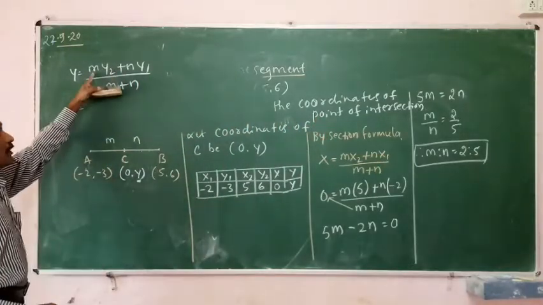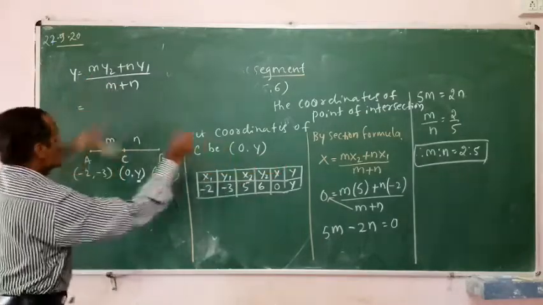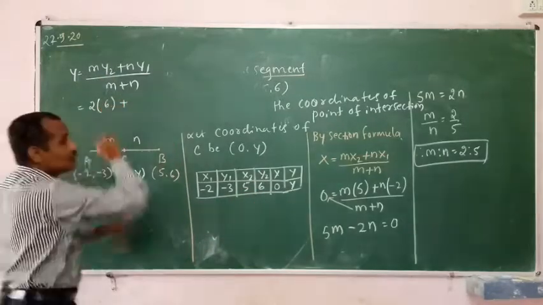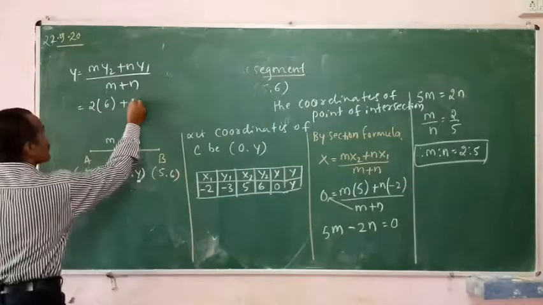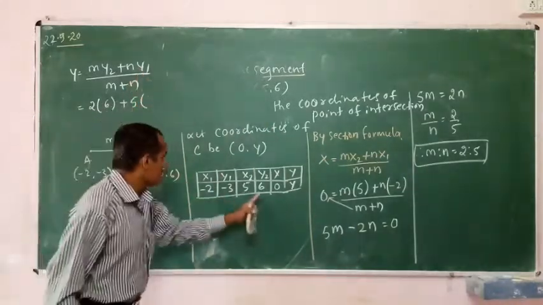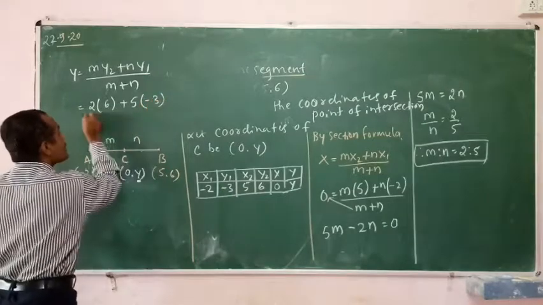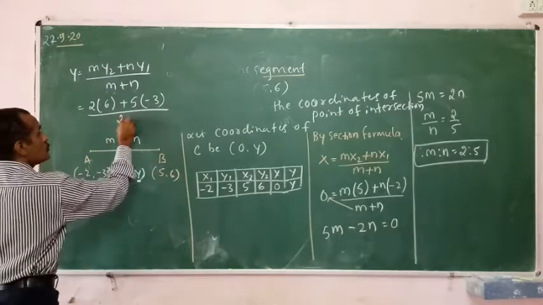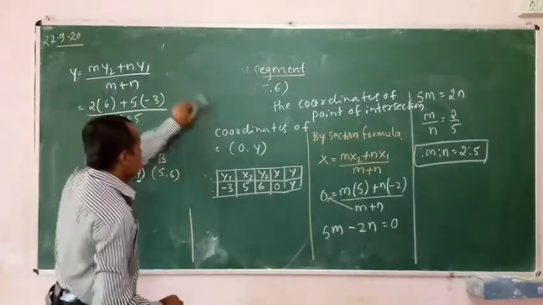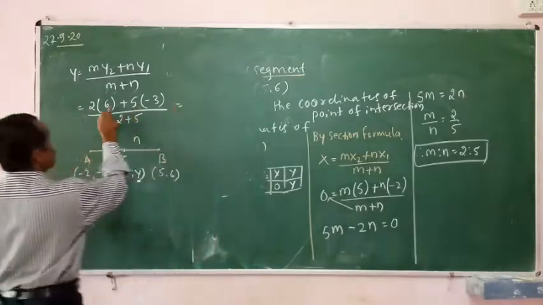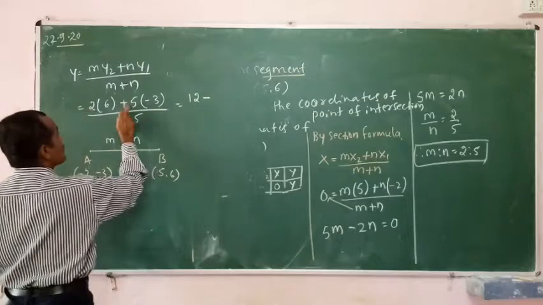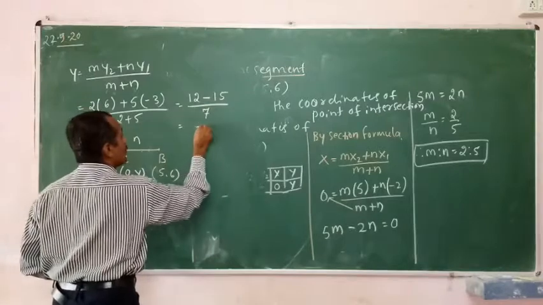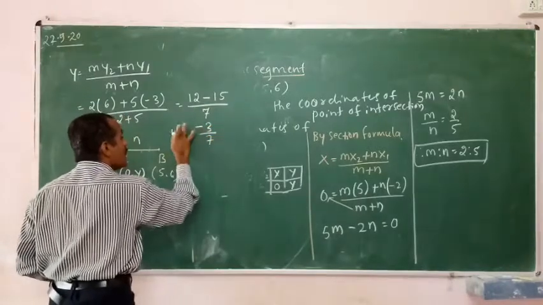Now you put the value of m. m is 2, so it is 2 into y2. y2 is 6. Plus, n is known to you, n is 5, so 5 into y1. y1 is minus 3. Divided by m plus n, 2 plus 5, which is 7. Let me continue. This equals 12 minus 15 divided by 7, which is nothing but minus 3 by 7. That is the value of y.